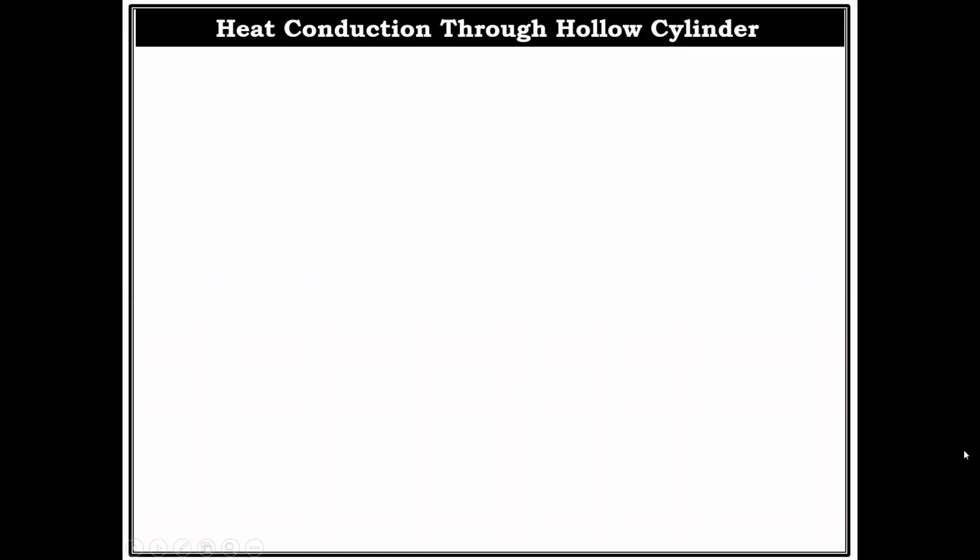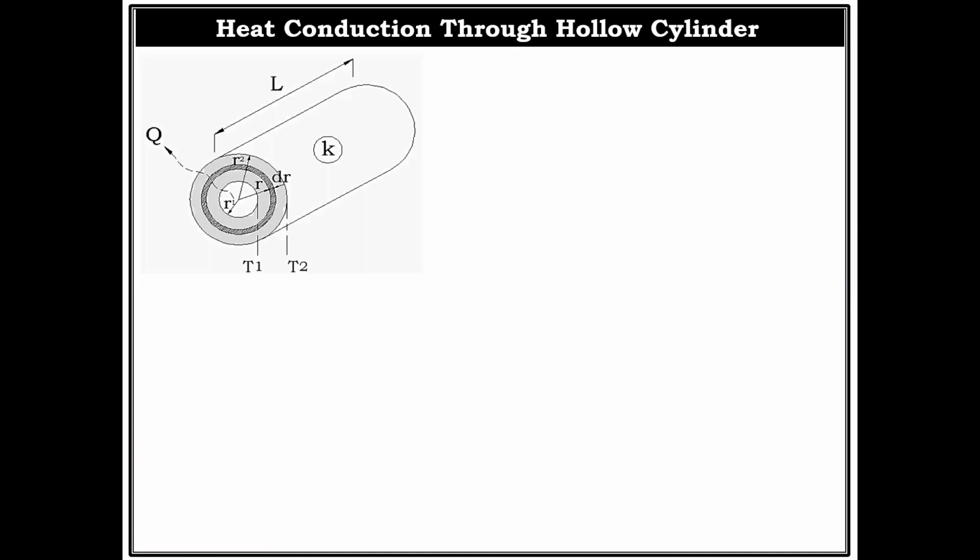Heat conduction through hollow cylinders, simple single hollow cylinder. Consider one cylinder having inner radius R1 and outer radius R2. This is a hollow cylinder having length L, and this cylinder material has thermal conductivity K. We are assuming here that heat is transferring from the inner surface at R1 towards the outer surface, which is at R2. So heat transfer rate Q is from inner to outer, radially.